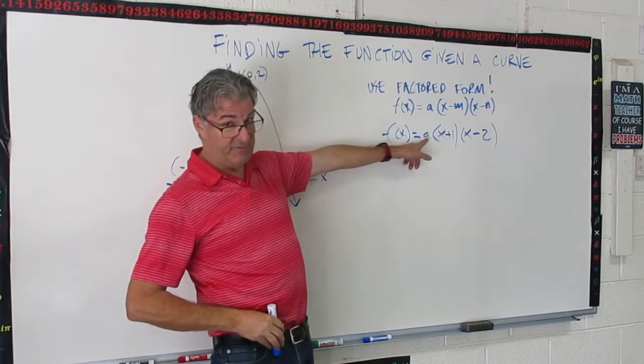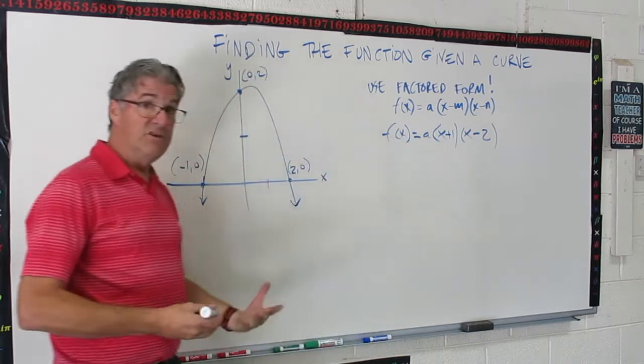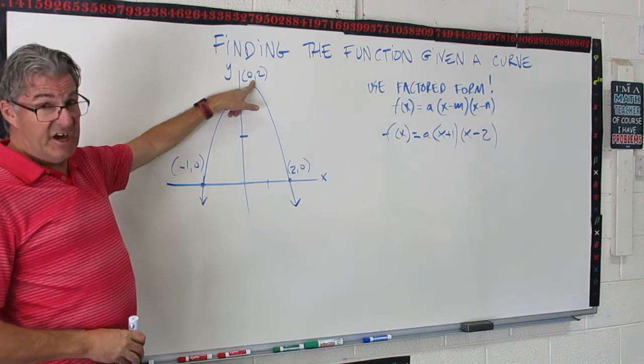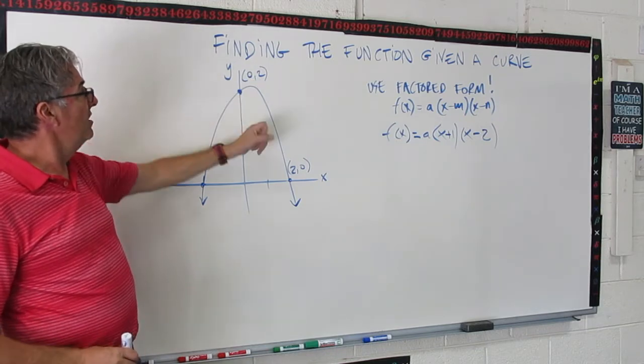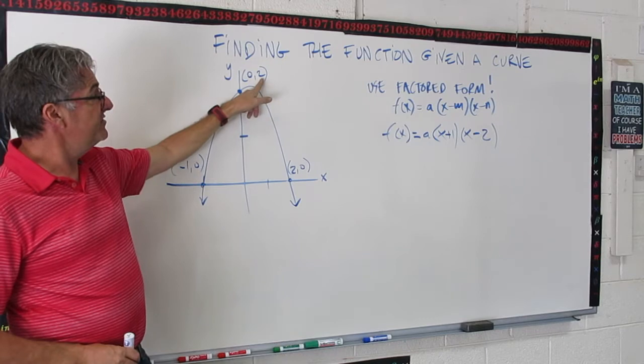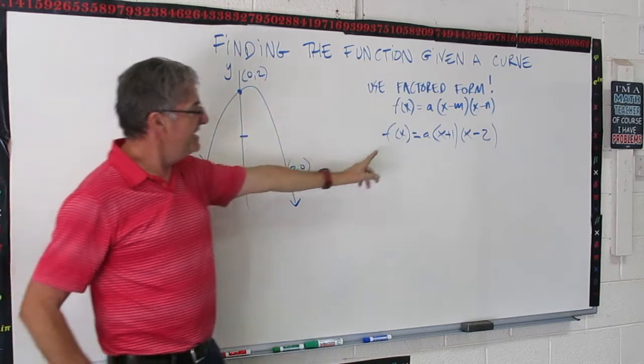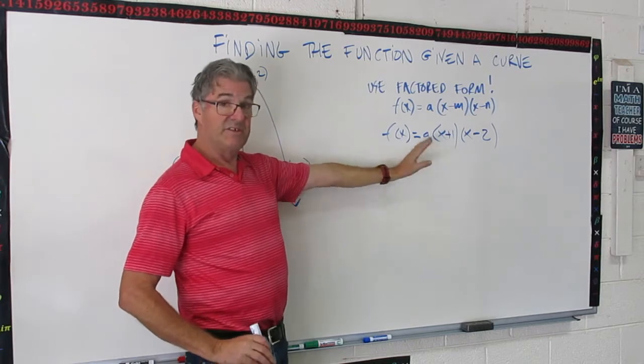So to do this function, I need my a term. Now, fortunately, I have a third point here. I have the y-intercept. So that's got to satisfy this equation as well. So when x is 0, y is 2. So what I can do now is I can plug this point into my factored form and solve.